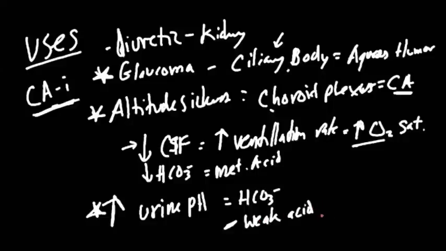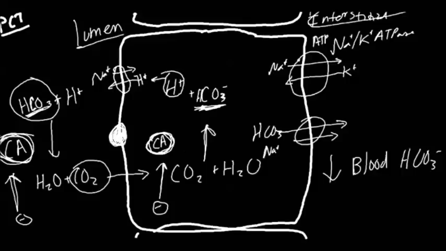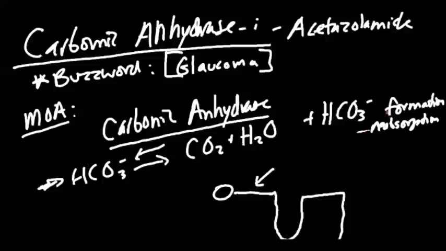So that's the very basics of carbonic anhydrase. This is one of the more important and more complex drugs to understand because of all of its different functions and its different uses. It absorbs bicarbonate, and it's used primarily in glaucoma treatment.